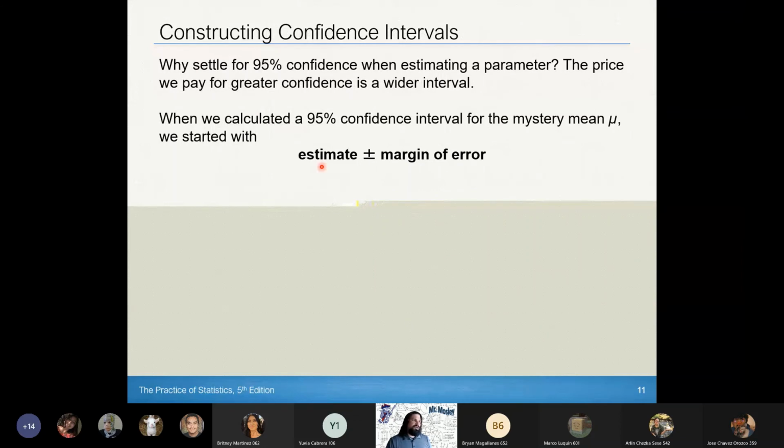So why settle for 95% confidence when estimating a parameter? Right? Why not go for 100? The price we pay for greater confidence is a wider interval. If we want to be more confident, we have to consider a larger amount of data. When we calculated a 95% confidence interval for the mystery mean mu, we started with the estimate plus or minus the margin of error.